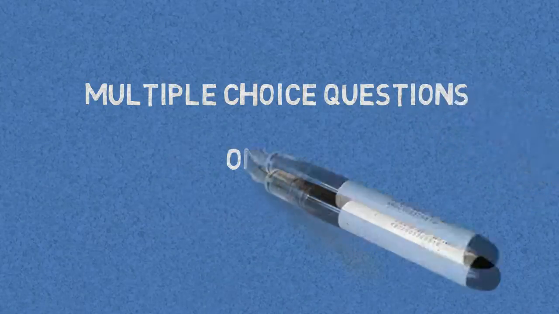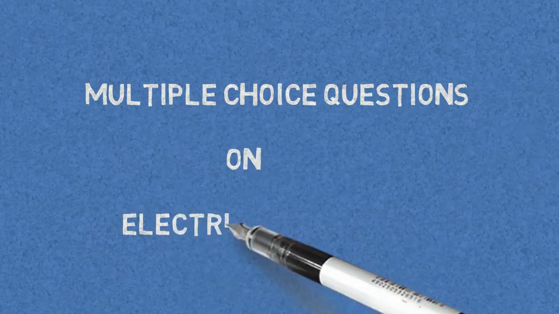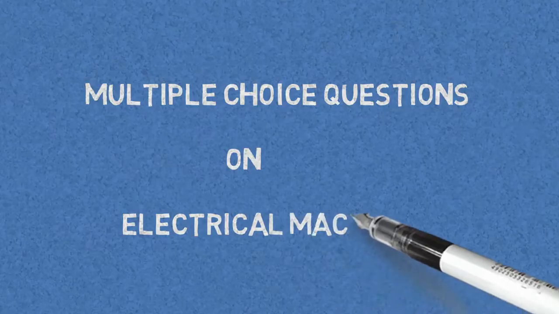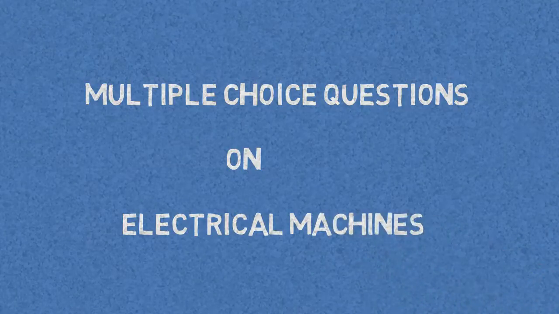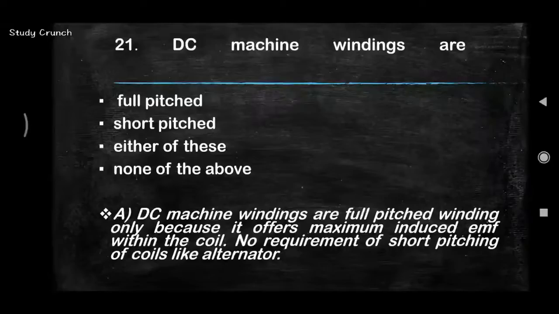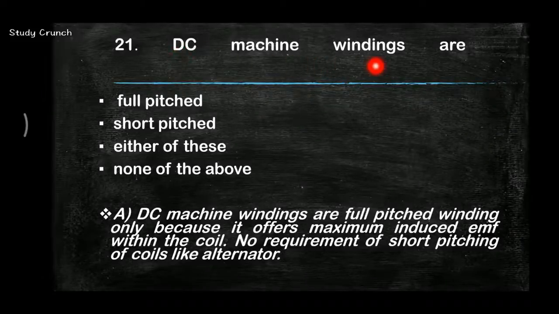Now we are going to start off with the course on MCQs on electrical machines. Starting off with question: DC machine windings are always full pitched windings. So the answer is A, that is full pitched. They are full pitched only because it offers maximum induced EMF within the coil. There is no additional requirement of short pitch of the coil like alternators.